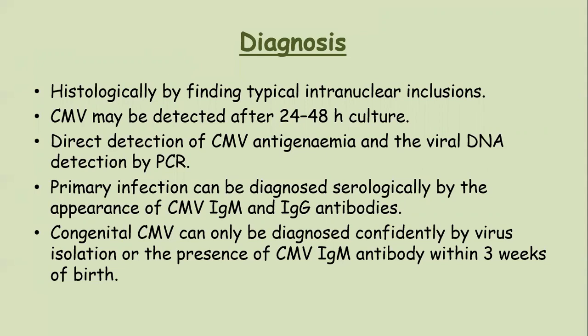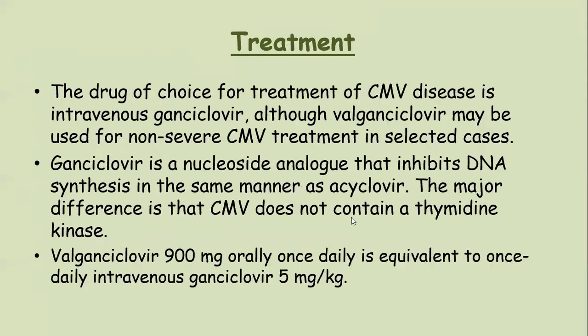Congenital cytomegalovirus can also be diagnosed confidently by viral isolation or presence of cytomegalovirus IgM antibodies within 3 weeks of childbirth. Treatment. The drug of choice for cytomegalovirus disease is intravenous ganciclovir. Although valganciclovir may be used for non-severe cytomegalovirus treatment in selected cases. Ganciclovir is a nucleoside analog that inhibits DNA synthesis in the same manner as acyclovir. The major difference is that cytomegalovirus does not contain thymidine kinase.